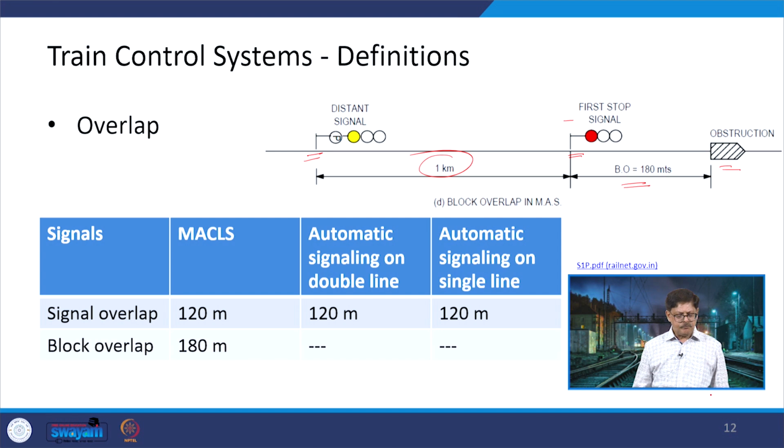Okay. So, the signal overlap in the case of MACLS is 120 meters, automatic signaling on double line is also 120 meters, or in the case of single line also it is 120 meters. That means whenever signal overlap, SO, is being talked about, we are working with 120 meters. Wherever we are working with the block overlap, then this block overlap is 180 meters.